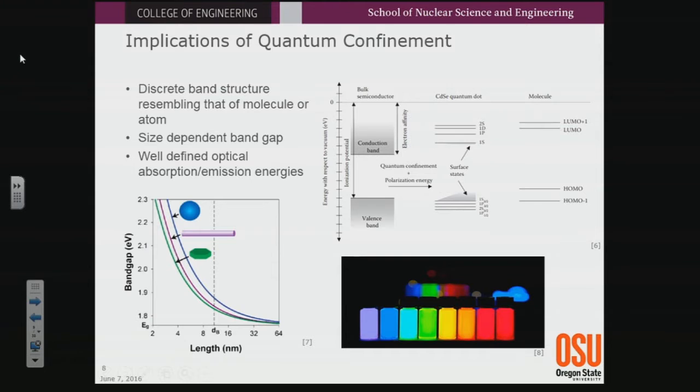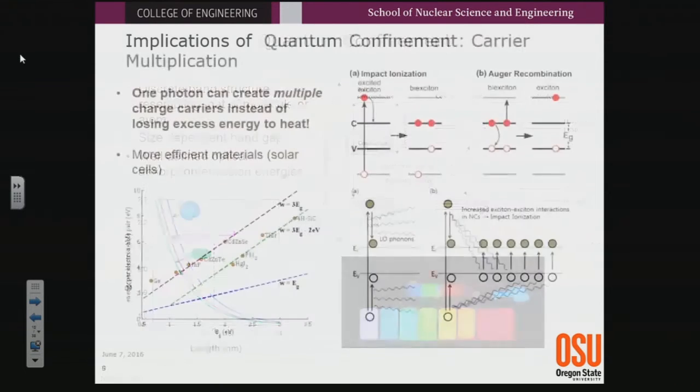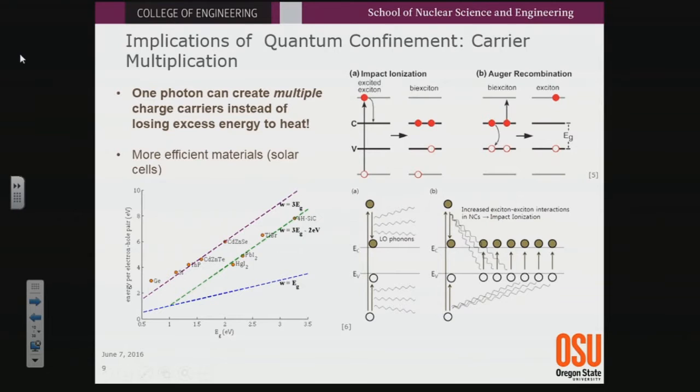You may have seen these quantum dots. They're used as biological markers, and they're also used for scintillation material. Because if you can engineer the emission energies of your photon, you can link it up well with your PMT or your photodiode. So there's a lot of research for scintillation material there. The big thing, though, is carrier multiplication. One photon can create multiple charge carriers instead of losing excess energy to heat. And this is what we see over here.